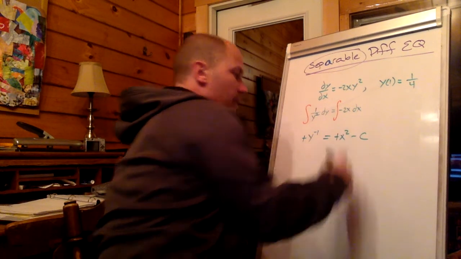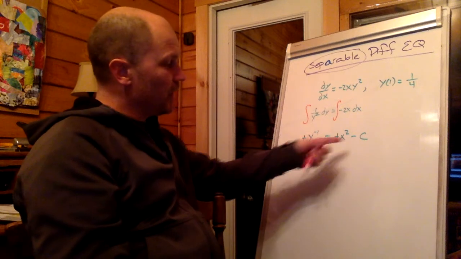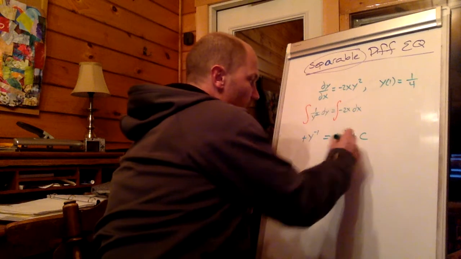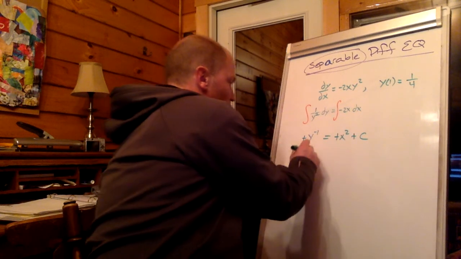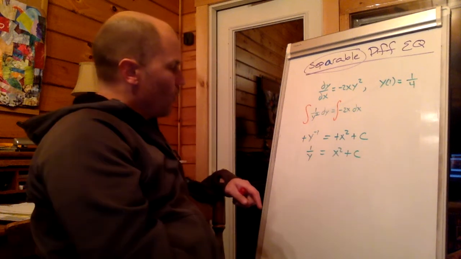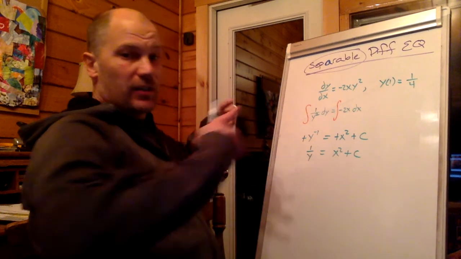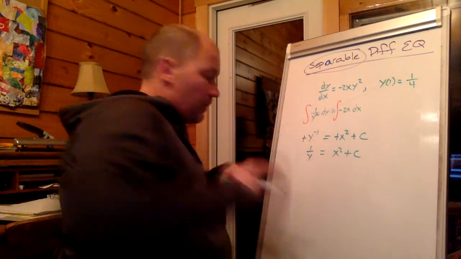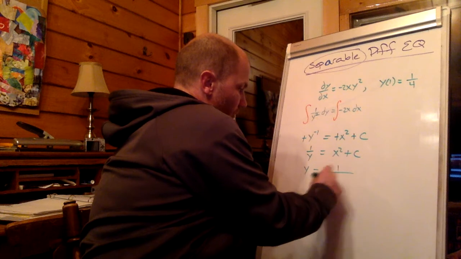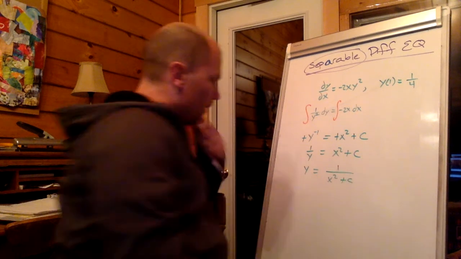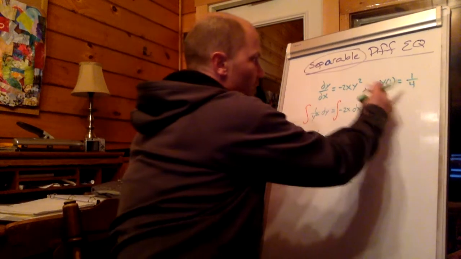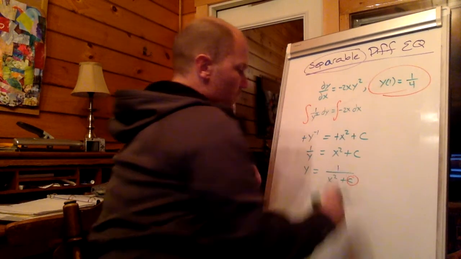This c becomes negative, but we all have agreed at this point that negative c, positive c is just some random constant. So we can just leave it as positive c. So we now have 1 over y equals x squared plus c. We need to solve just for y, so I'm going to take the reciprocal of both sides. I'm going to just flip both sides, so this becomes y equals 1 over x squared plus c. Great, I am solved.